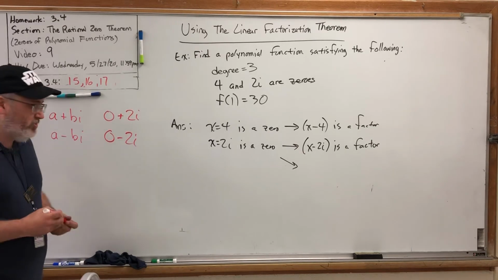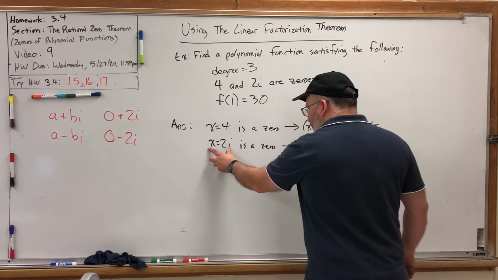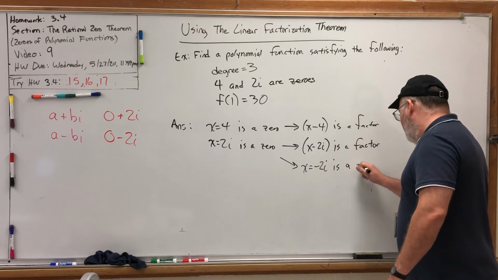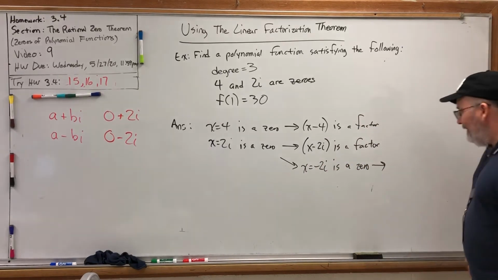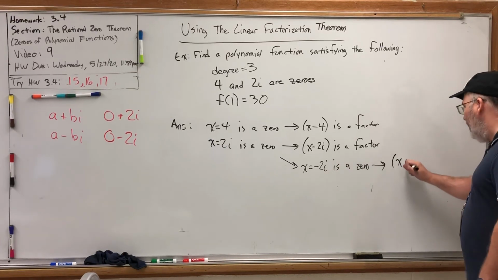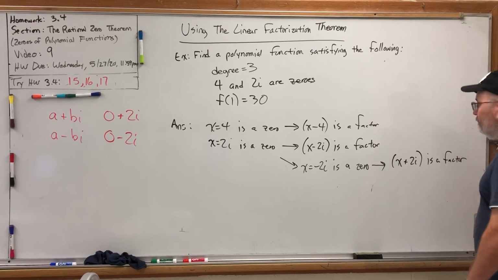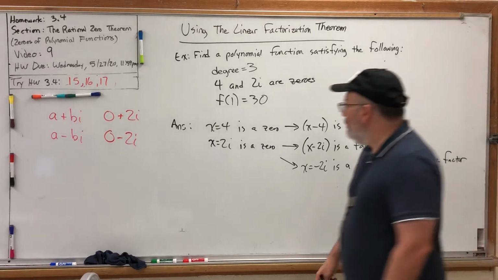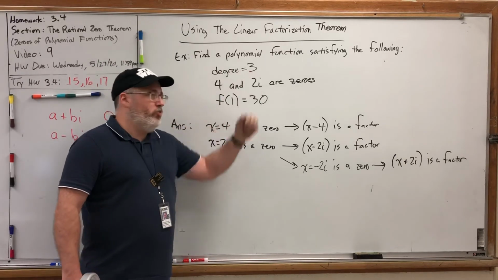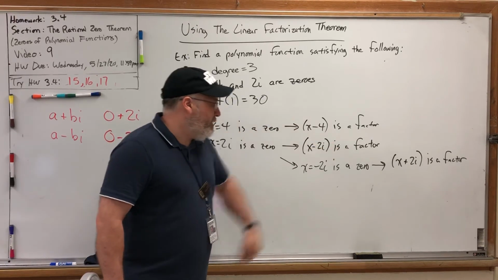But that 0 isn't necessary either. So the complex zero theorem says, since 2i is a 0, then so is x equals minus 2i. And what does that tell us? That tells us that x minus this is a factor. So x minus negative 2i would be x plus 2i. And what else do we know? The degree is 3, and the linear factorization theorem also says that whatever the degree is, that's how many factors you should have. 1, 2, 3.